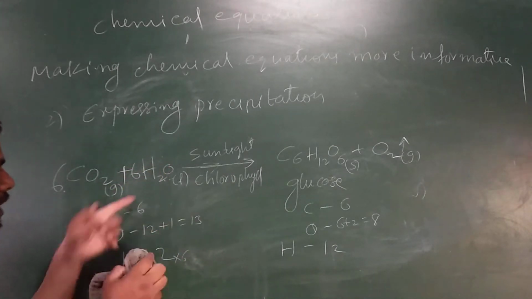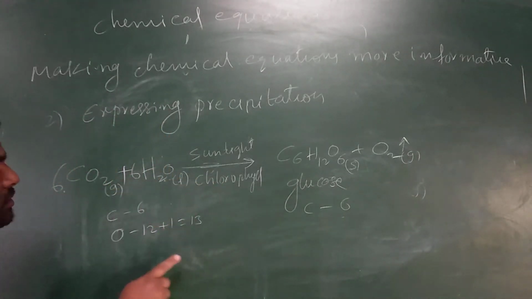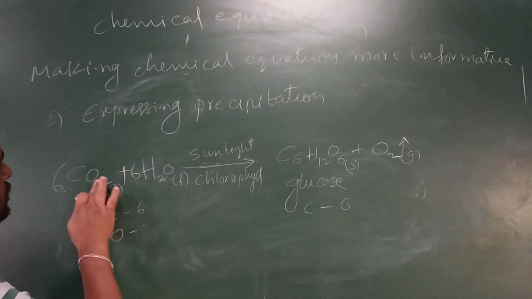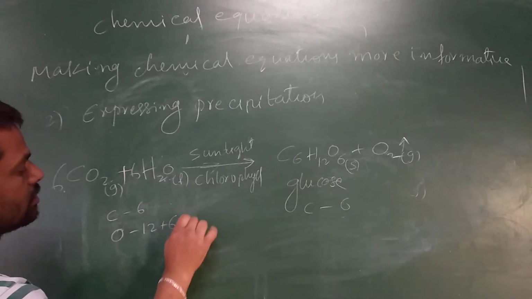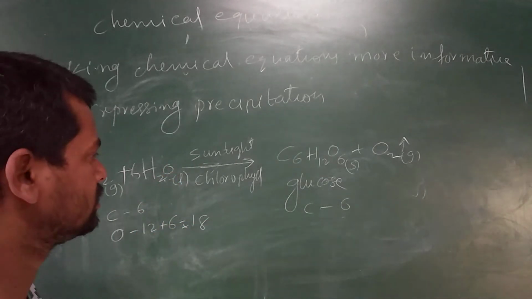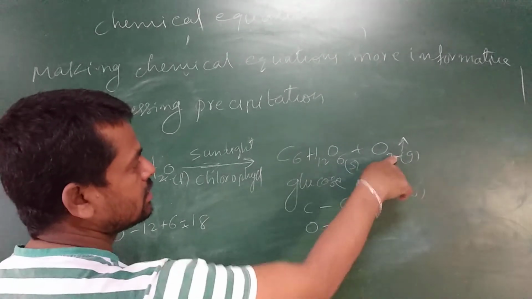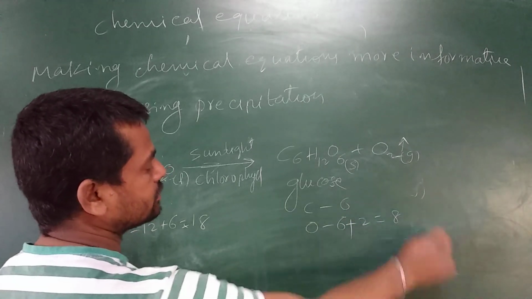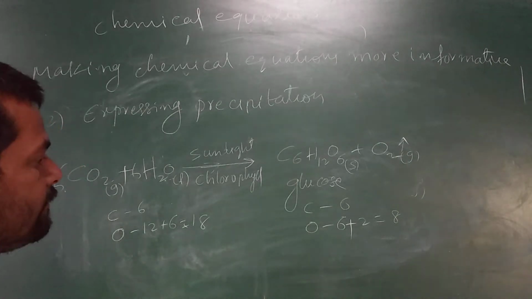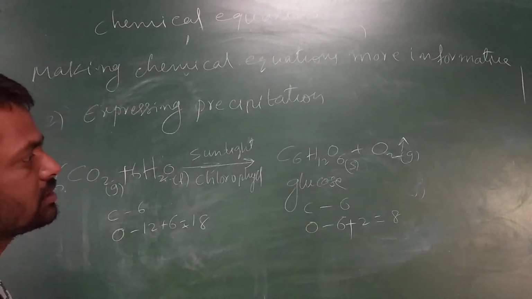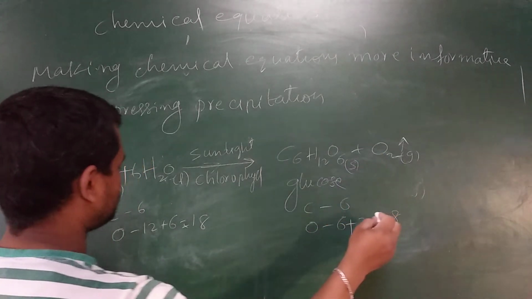Again oxygen changes while multiplying by 6. Carbons are not changed, but oxygen changes: 12 plus 6 is 18 oxygens on this side. The other side has 6 plus 2, which does not match 18. Oxygens are not balanced, and next we have to make oxygens balanced. Then here we multiply by 2.